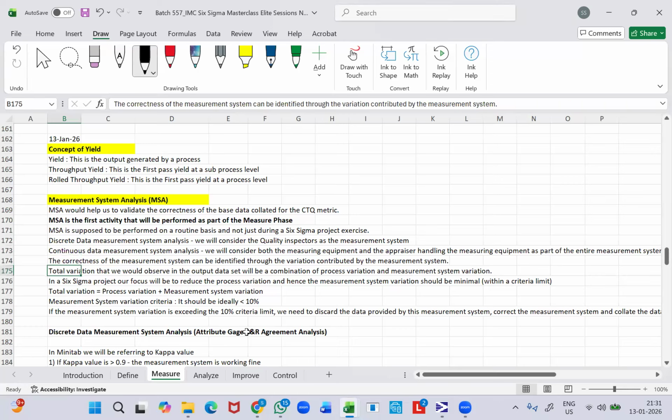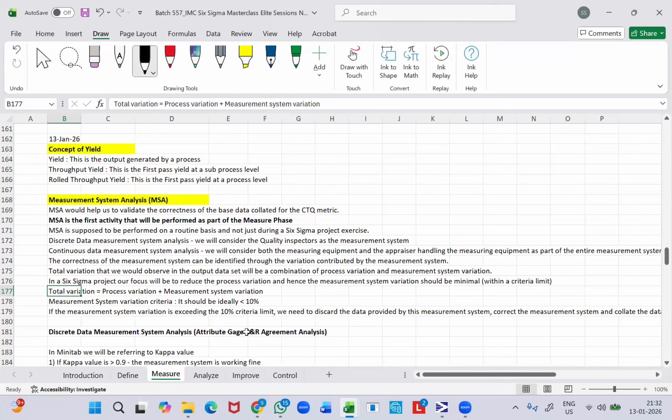In a Six Sigma project, our focus will be to reduce the process variation, and for this, the measurement system variation should be as minimal as possible, well within the criteria limit of 10%. The total variation is equal to process variation plus the measurement system variation. So our effort will be to reduce the process variation. For that, the measurement system variation should be less than this 10% criteria limit. If it is greater than 10%, then we need to discard the data provided by that measurement system, correct the measurement system, and collate the data all over again, right?